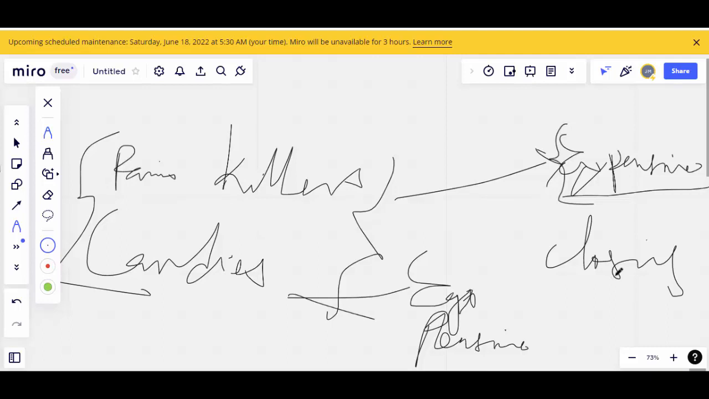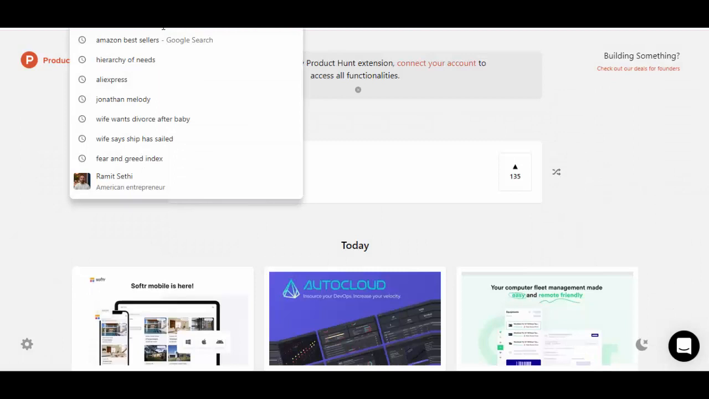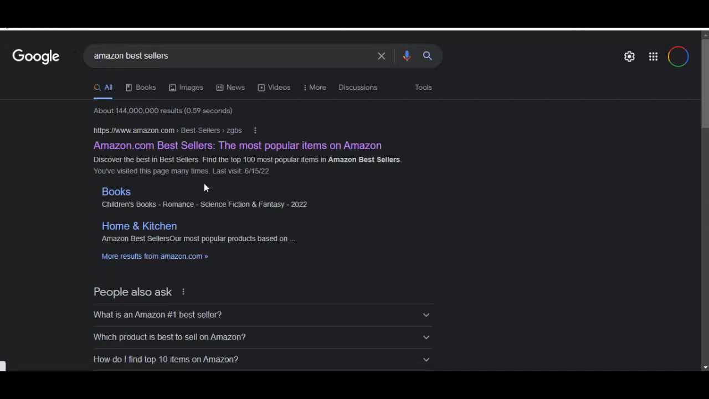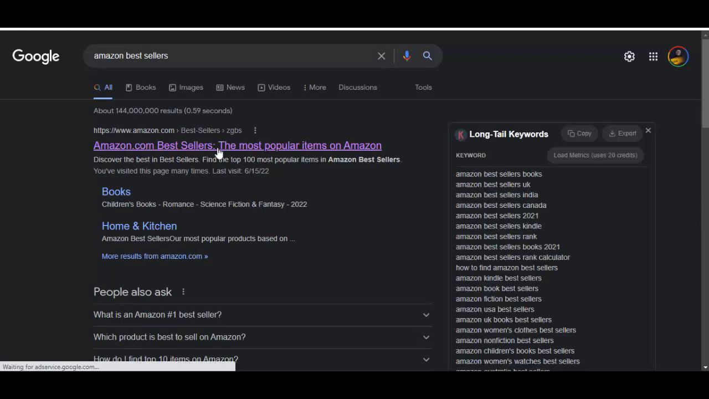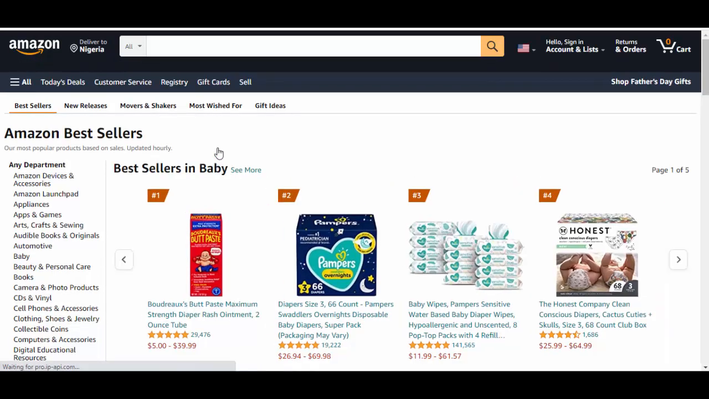All right, now let's look at how you can find some of these products. What I usually do is I do a little bit of search. I do Amazon bestsellers. I just type Amazon bestsellers in my browser, and you can navigate to Amazon. Now, why do I choose Amazon? Amazon is a global marketplace, and one thing you have to understand is that the needs and wants of people are the same across every race, across every ethnic group.